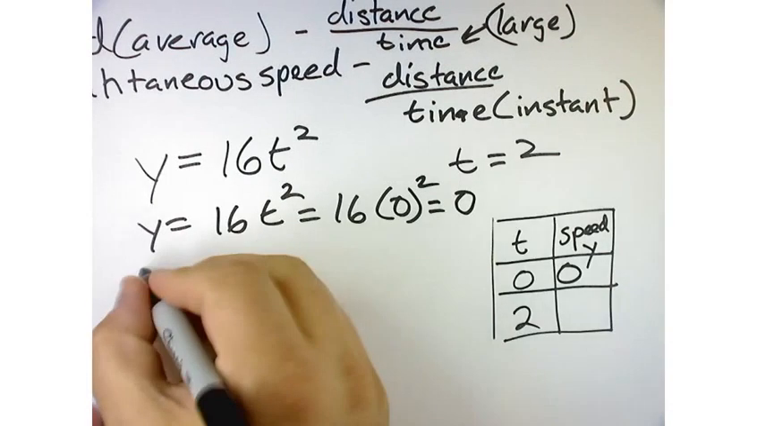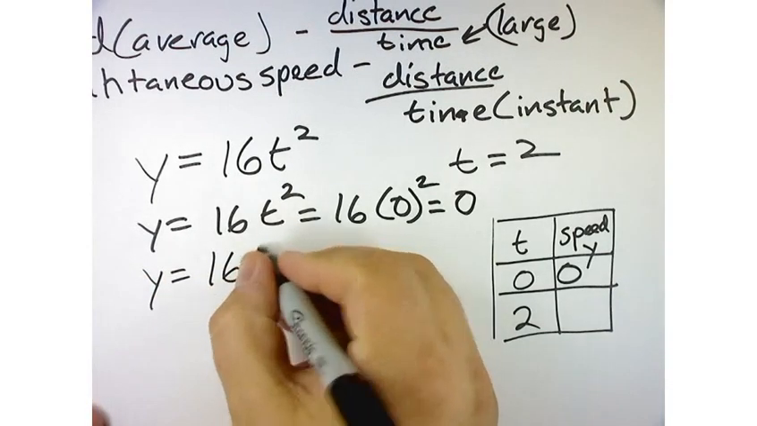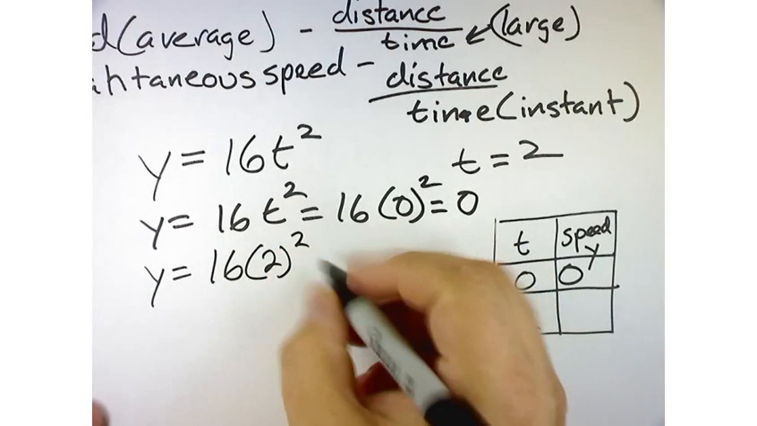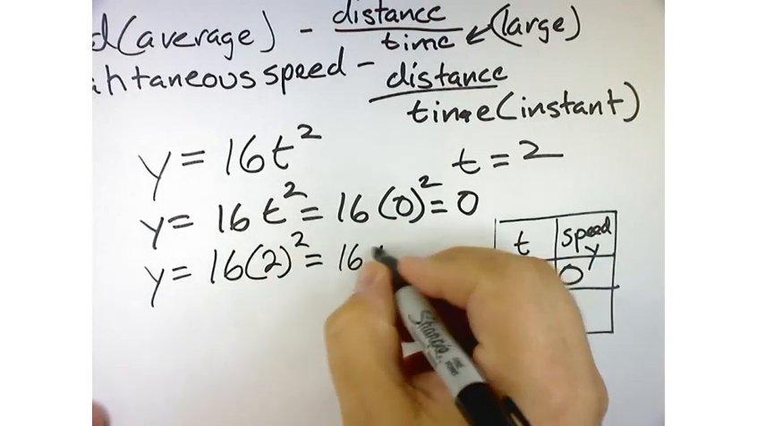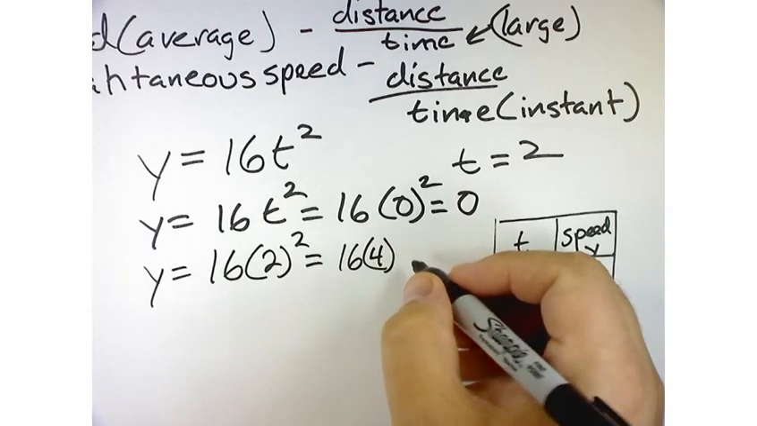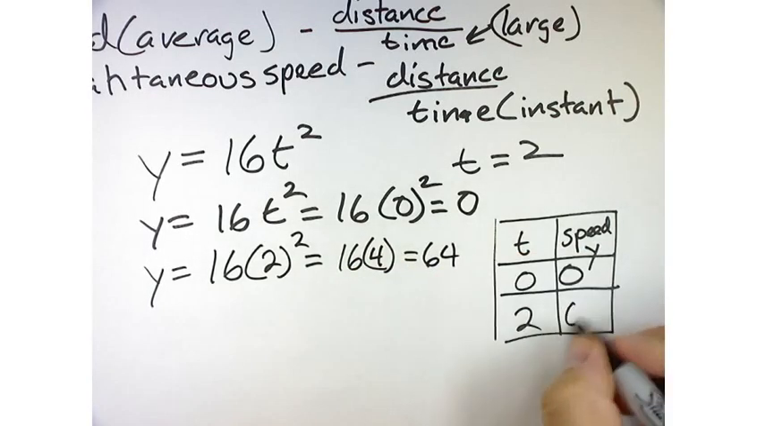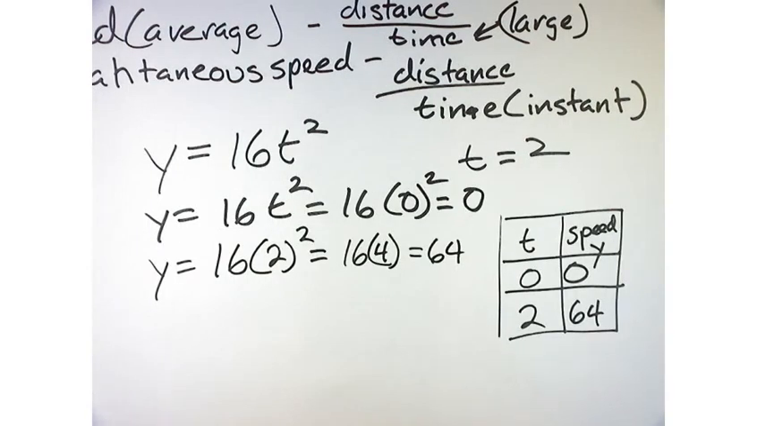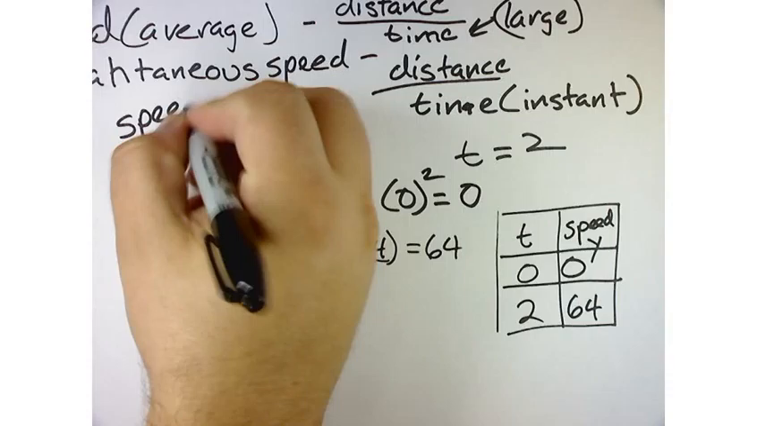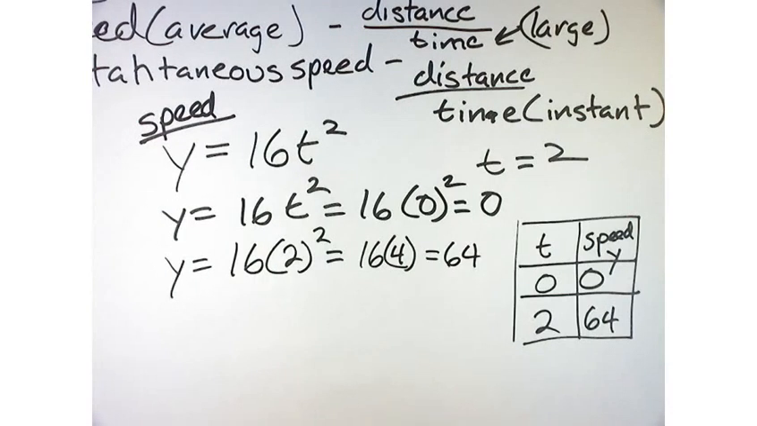Let's do this again. But now let's let t equal 2. And so I get 16 times 4. 16 times 4 is 64. So y represents the speed that the rock is traveling, and at 2 seconds it'll be going 64 units per second. Right? It's actually feet. I don't know if they say that in the textbook or not. So what's the average speed? How would I find that? Divided by 2.